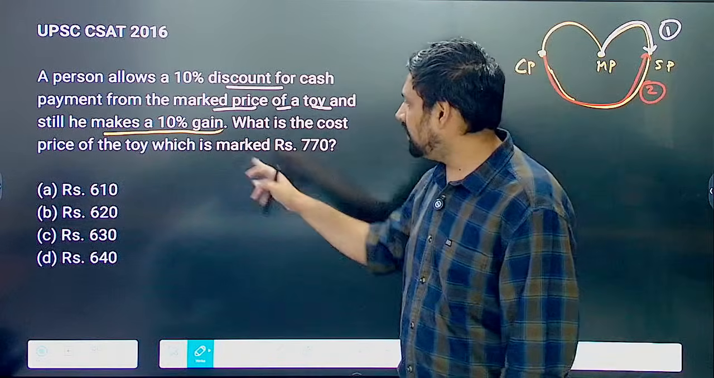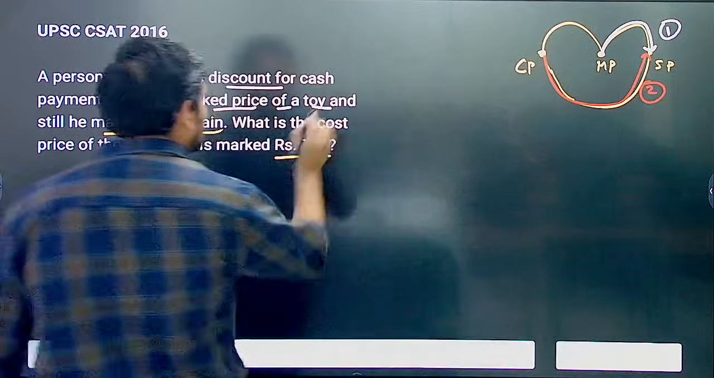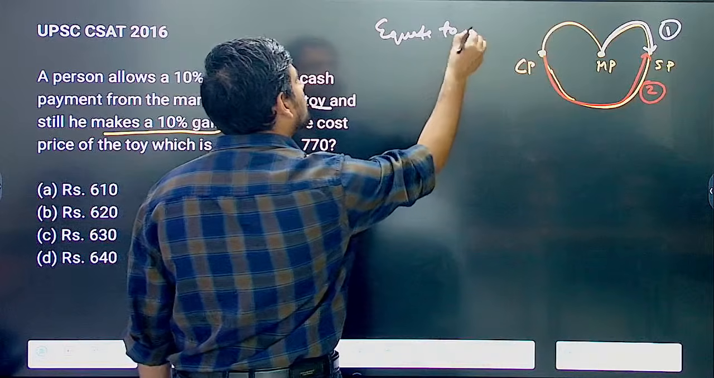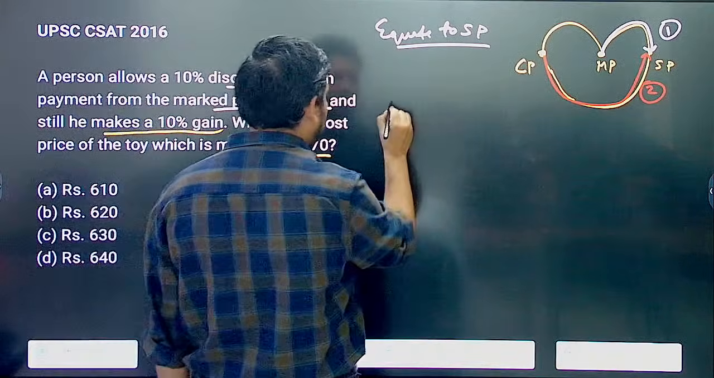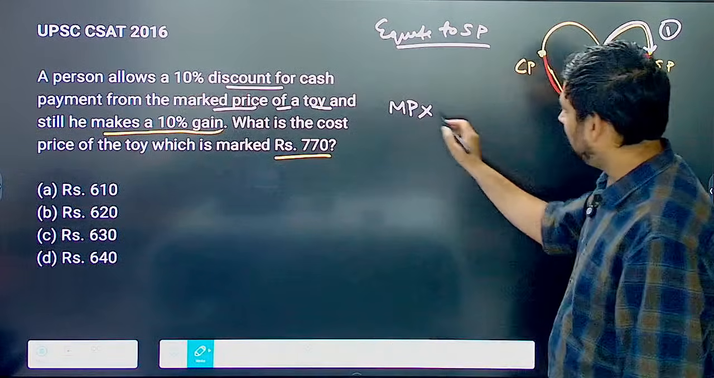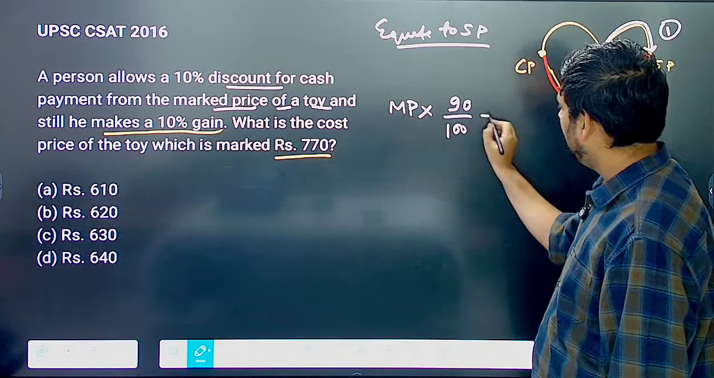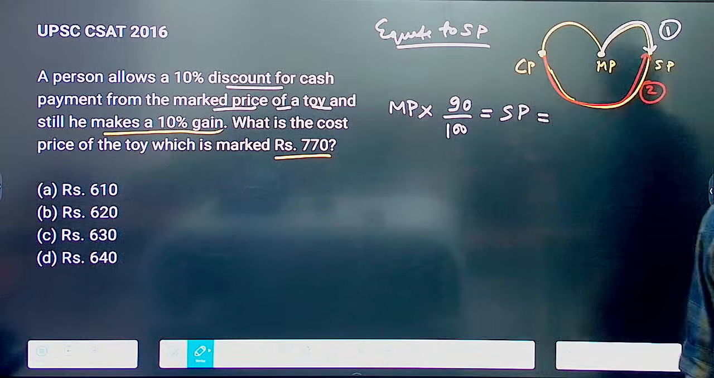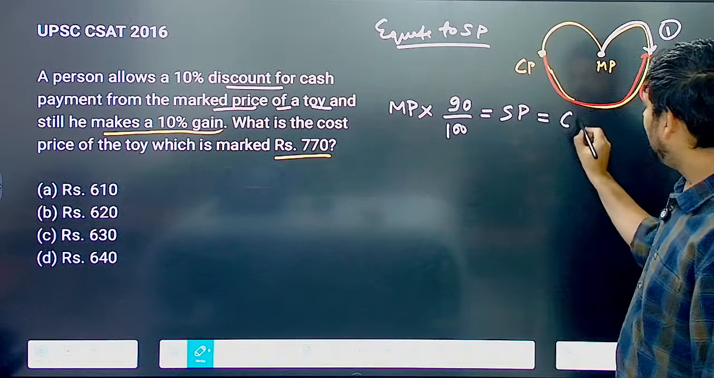Then what is the cost price of the toy, which is marked 770 rupees. So what is our aim? We always equate to selling price. Now let's get started. So I start with marked price into what is the discount? 10% discount. That means this is equal to 90 by 100. Now this is equal to selling price. This is one way of reaching selling price. Now another way of reaching selling price is via cost price. So I write here cost price.